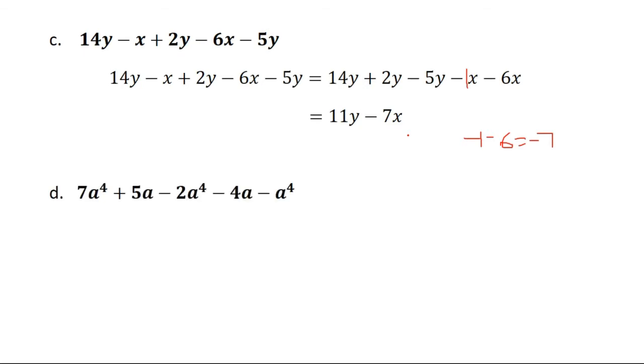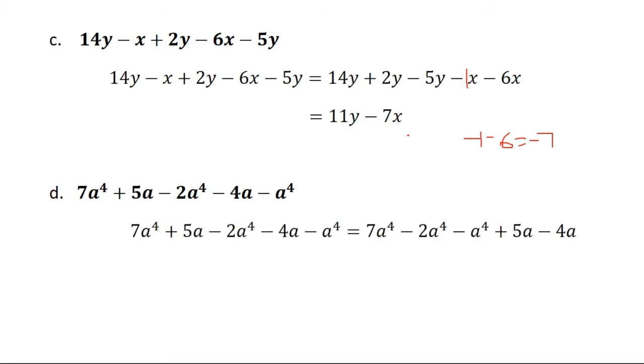Now, let's look at the last example, D. And D is giving us 7a squared plus 5a minus 7a raised to the power 4 plus 5a minus 2a raised to the power 4 minus 4a minus a raised to the power 4. So what we have to do once again, remember the first step. The first step is that you group the like terms. So we group the like terms.